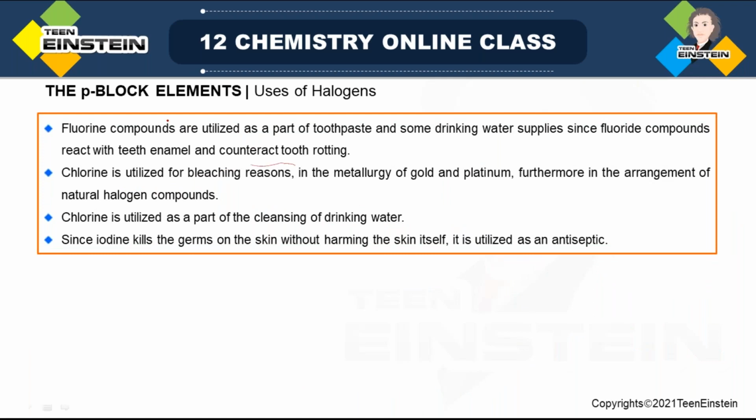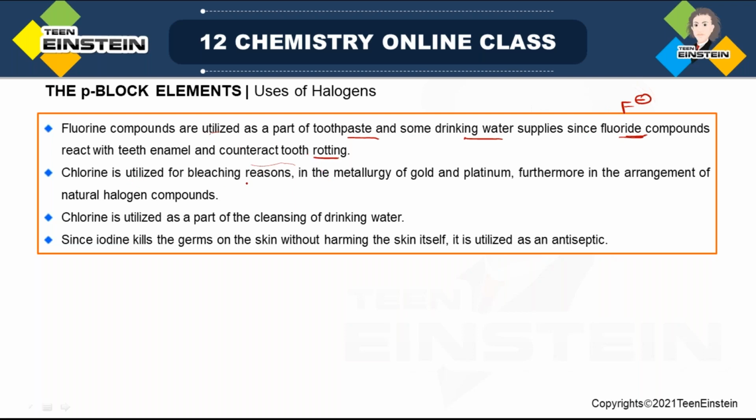Uses of halogens. Fluorine compounds, that is when fluorine is reacting with other elements, the compounds that we are getting, they are fluorine compounds. They are utilized as a part of toothpaste and drinking water supplies, because fluoride compounds, fluoride means F minus will be present, they react with teeth enamel and counteract tooth decay.